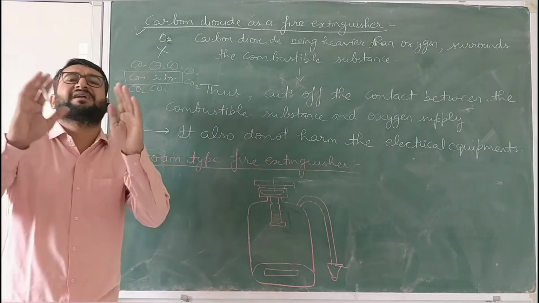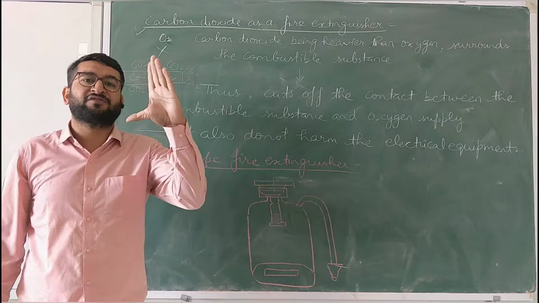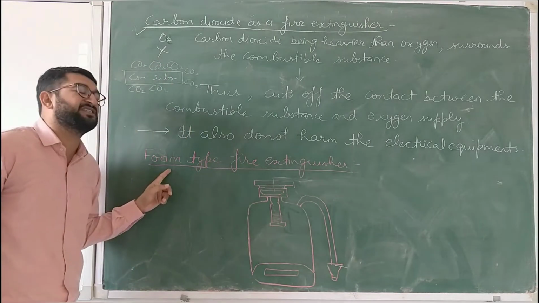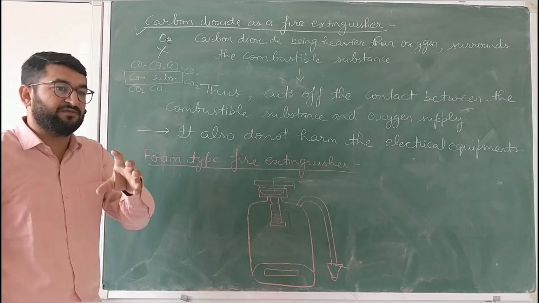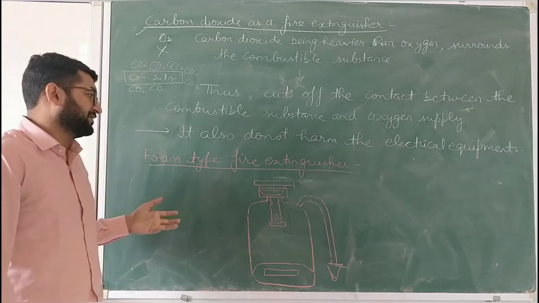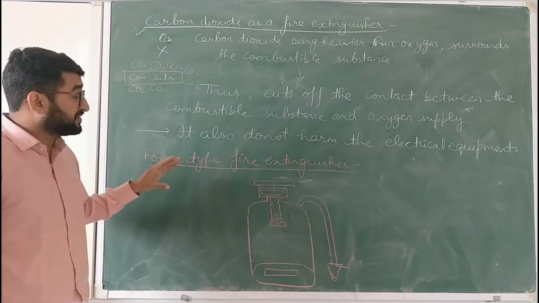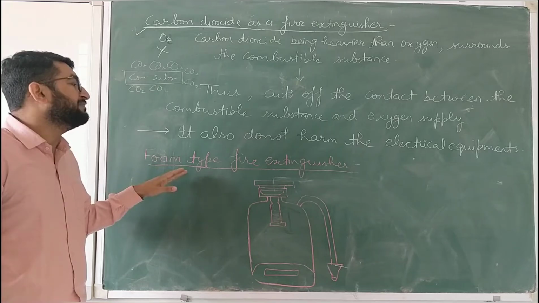You must have seen the red boxes in the hospitals or in your schools, hanging there in the middle of the corridors. These are fire extinguishers. Those are foam type fire extinguishers. They release CO2 in the form of a foam, like shaving foam, and that extinguishes the fire essentially. So now we'll discuss the foam type fire extinguisher.